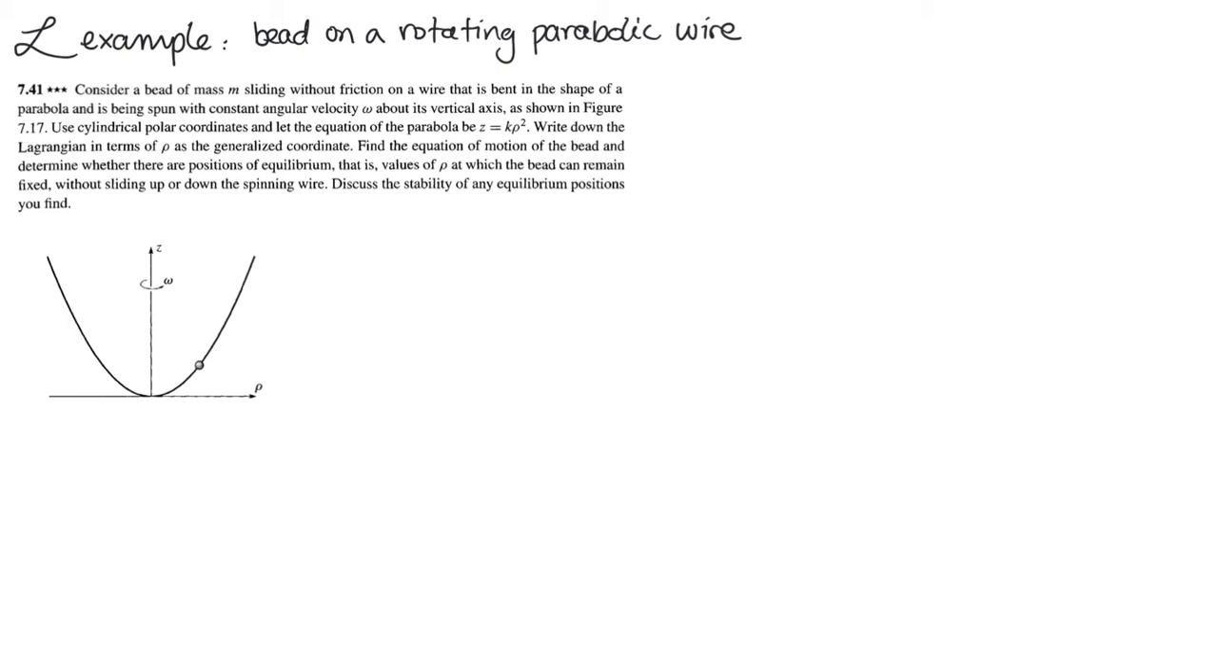Okay, and we are asked to write down the Lagrangian in terms of rho as the generalized coordinate. So this problem as framed is telling us there's only one degree of freedom, and that it's asking us to use rho as our generalized coordinate. It's saying please use for your generalized coordinate the cylindrical coordinate rho.